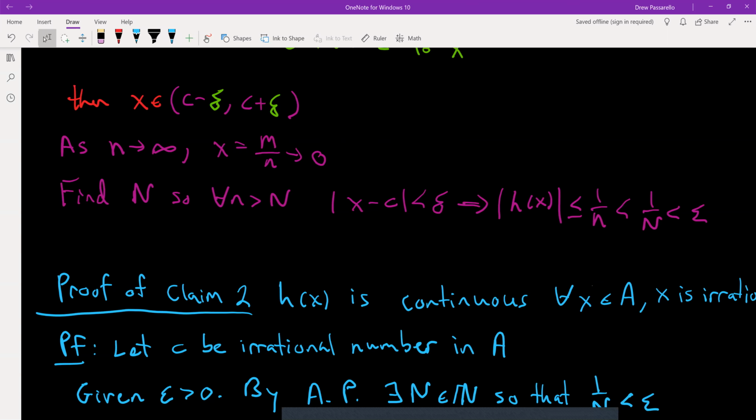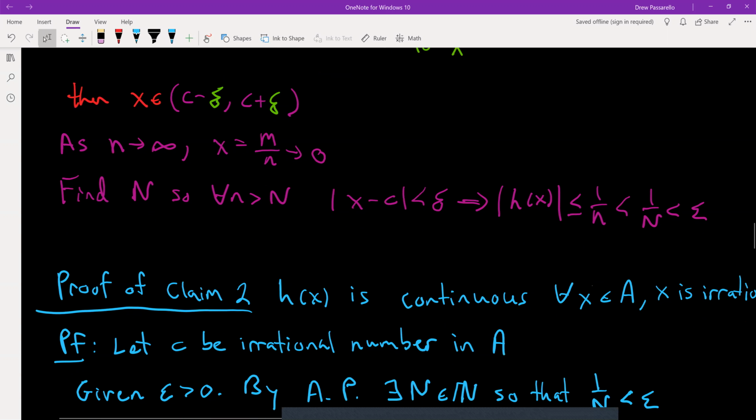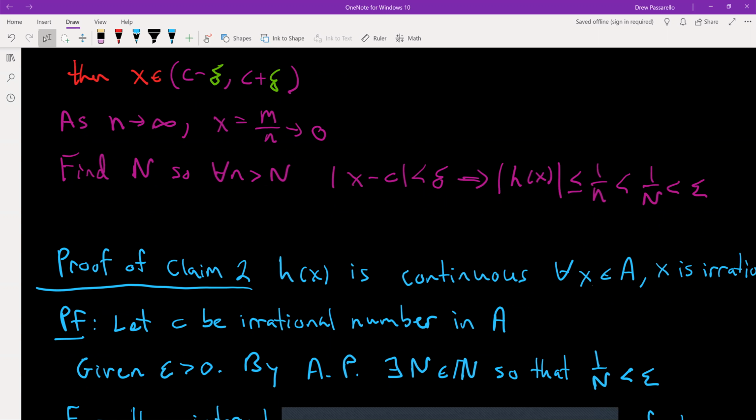And then since n is bigger than capital N, 1 over n is less than 1 over capital N, and then that's going to be less than epsilon. All right, so that's the thought process. I probably went a little bit too descriptive, but here's the actual proof.